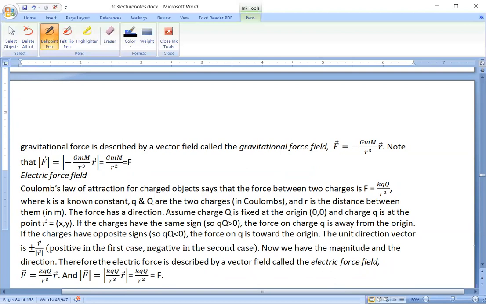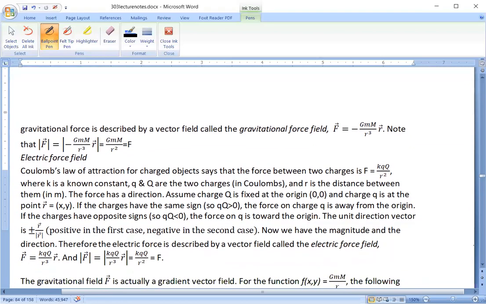So one final comment. We mentioned that we had already met a certain type of vector field, which was the gradient vector field. It turns out that the gravitational field F, which we just described, is actually a gradient vector field. Now, if something is a gradient vector field, what does it tell you computationally? It tells you that there must be some function f so that you take its gradient and you get this vector field. So the question is, what is that function?